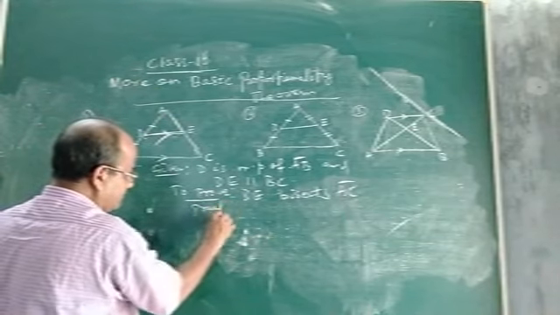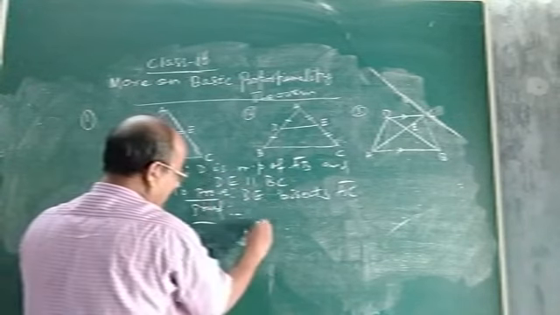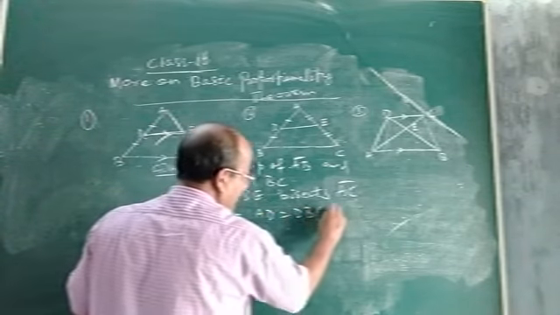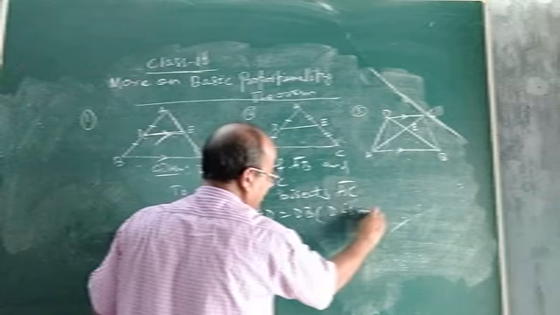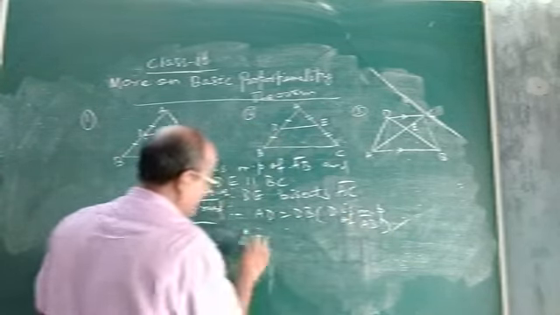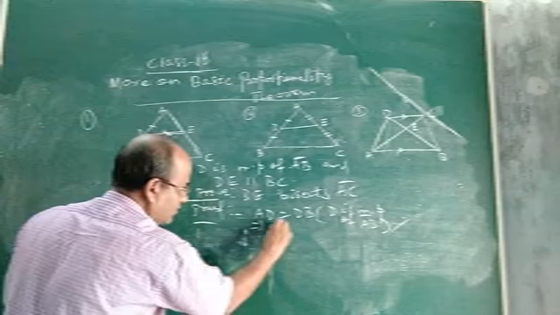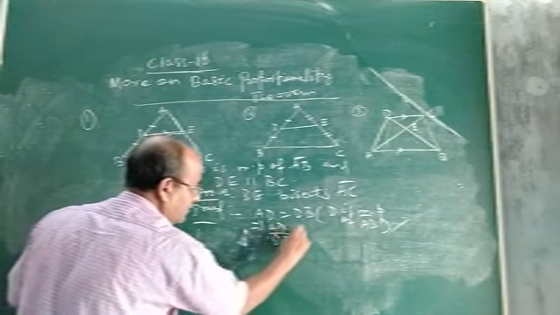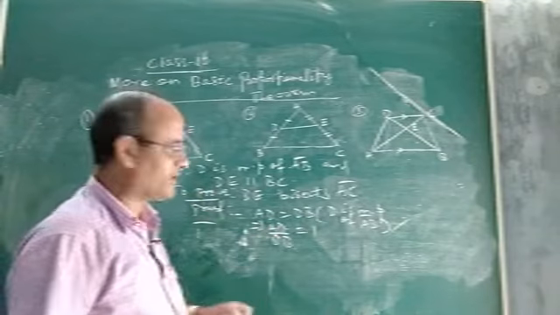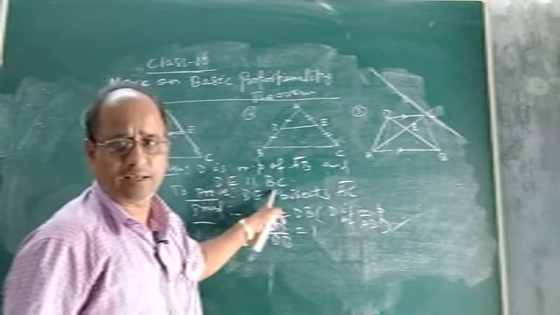See children, D is the midpoint, given. So as D is the midpoint, AD will be equal to DB. Why? Because it is given D is the midpoint of AB. Now if AD equals DB, then what is the ratio of AD and DB? Find out. AD by DB will be equal to 1 because they are equal. Now come to the next part. Second point, what is given? You are given DE parallel to BC.